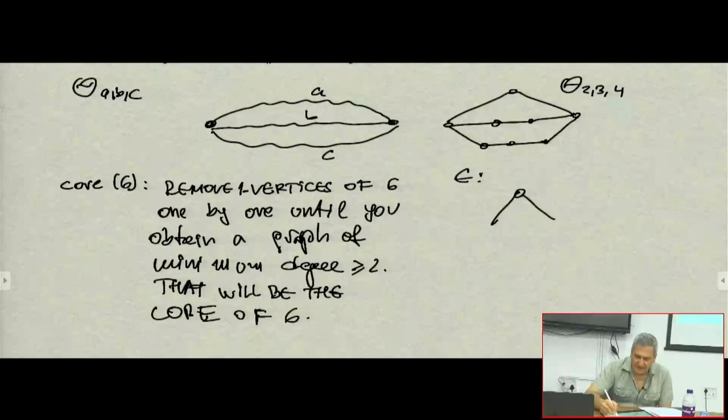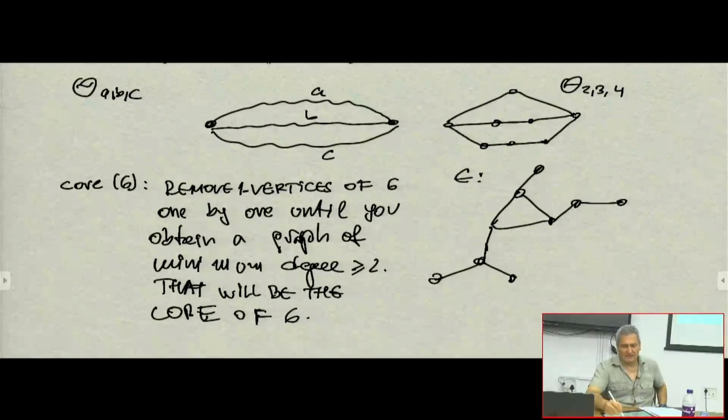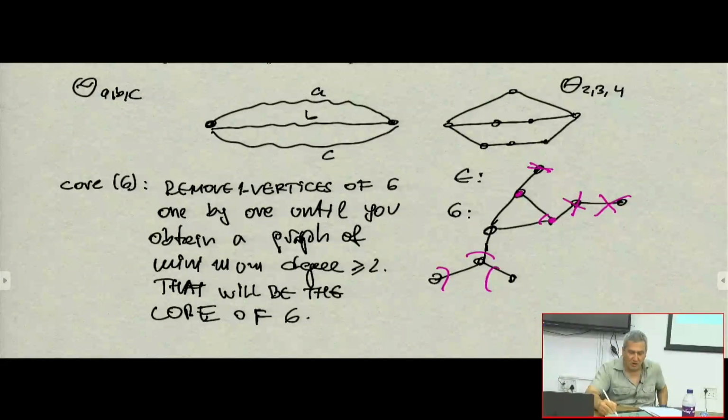Let's say we have this graph. This is graph G. What will be the core of this graph? We remove vertices one by one. We remove this vertex, but then this becomes a vertex of degree 1, so we remove this vertex too. This is now a vertex of degree 2. That's okay. I remove this, this, this. So the core of G is like this.